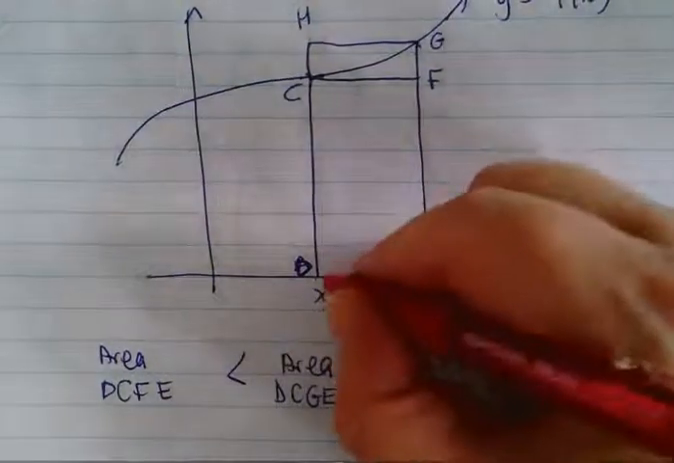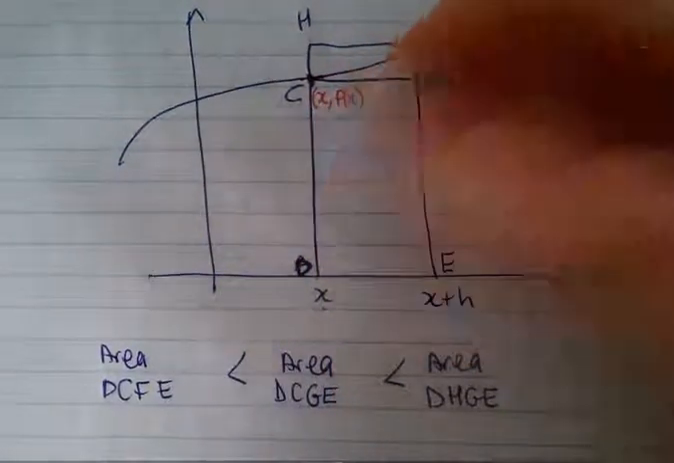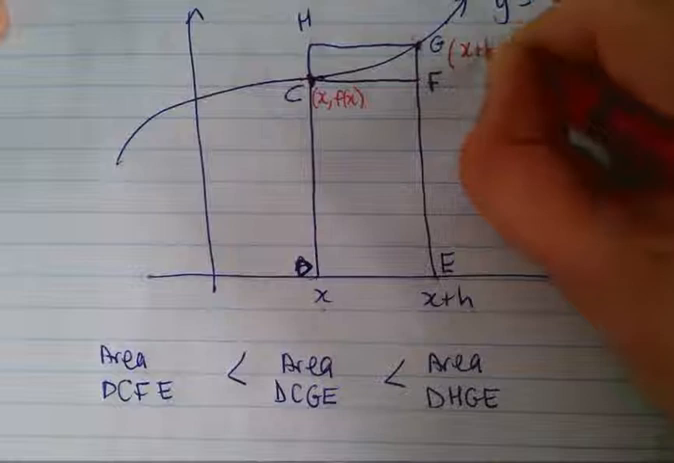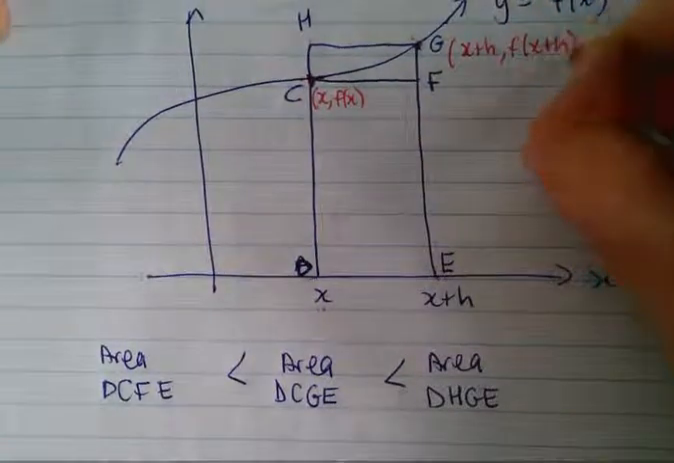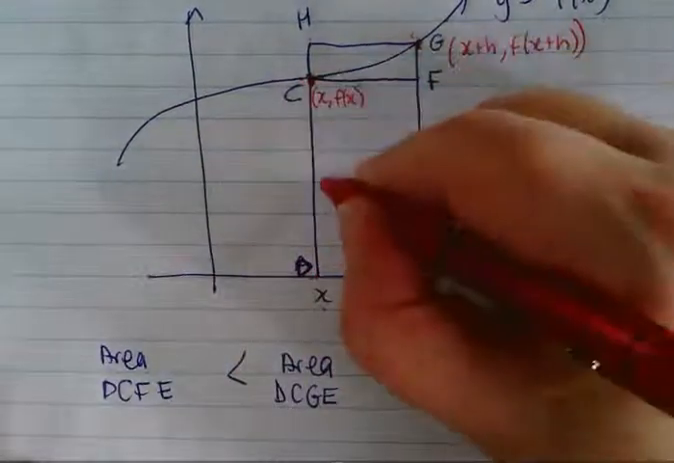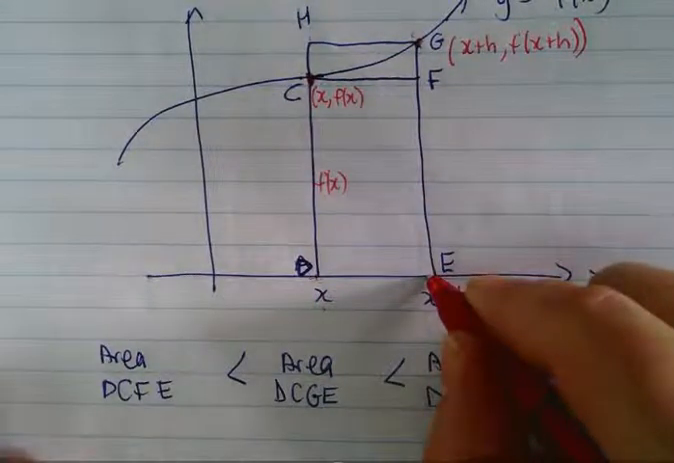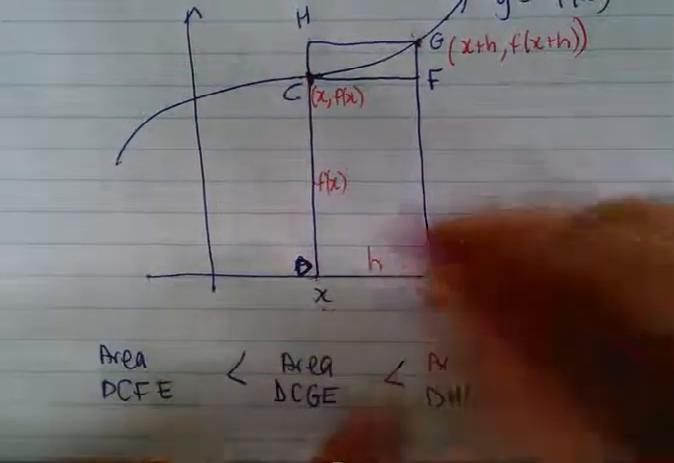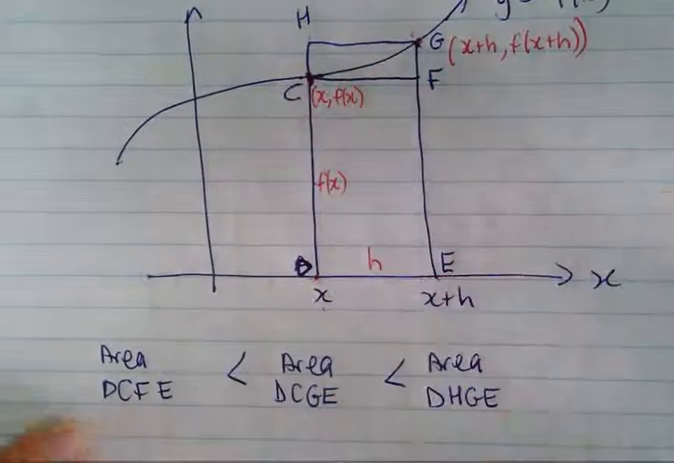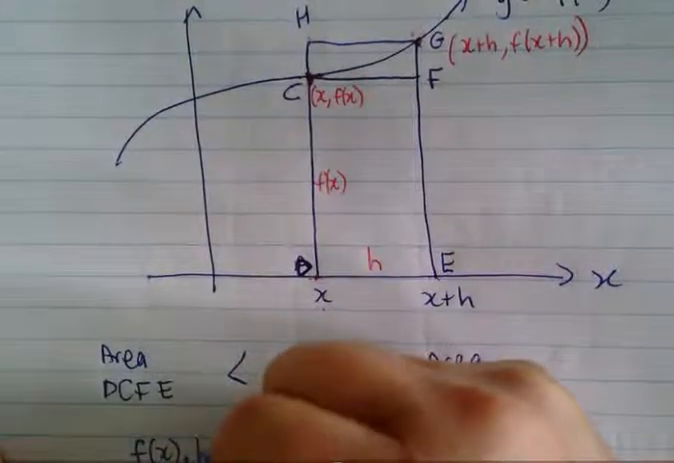Okay, the coordinates of this point C are x, comma, function of x. We okay? The coordinates of G are, its x value is x plus h and its y value is function of x plus h. Now that means that this is x across, function of x up. So the length of this is function of x. And this width, as you've already told me, is h. So what is the area of the lower rectangle? Isn't it just function of x times h? So the area of the lower rectangle is function of x times h.